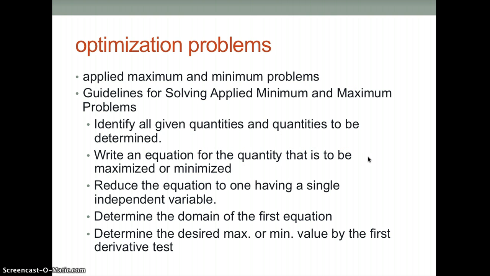You want to identify the given quantities and quantities that you need to determine. You're going to write an equation for the quantity that is to be maximized or minimized, and then you're going to have a second equation. So if you're doing a volume problem, you're going to use volume and surface area, most likely. If you're doing an area problem, you're going to do area and perimeter. Those will be your two equations, and you'll solve for one of them to put them into one variable.